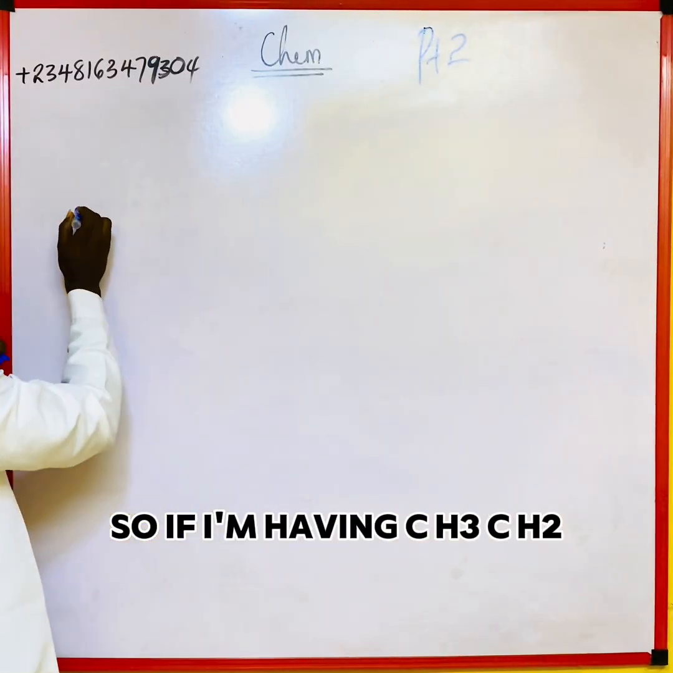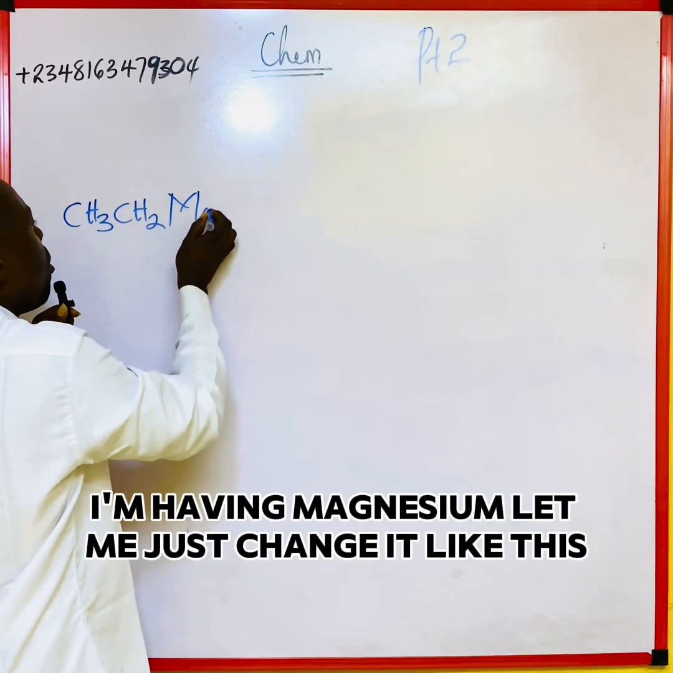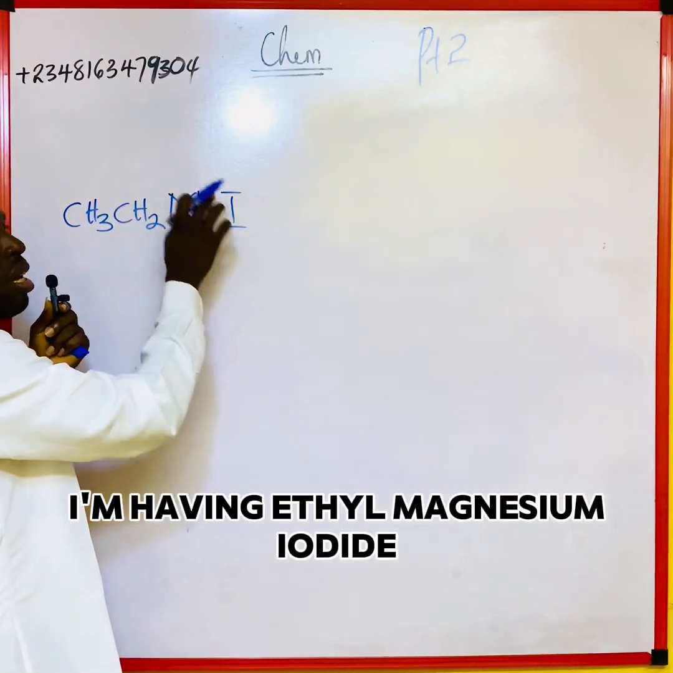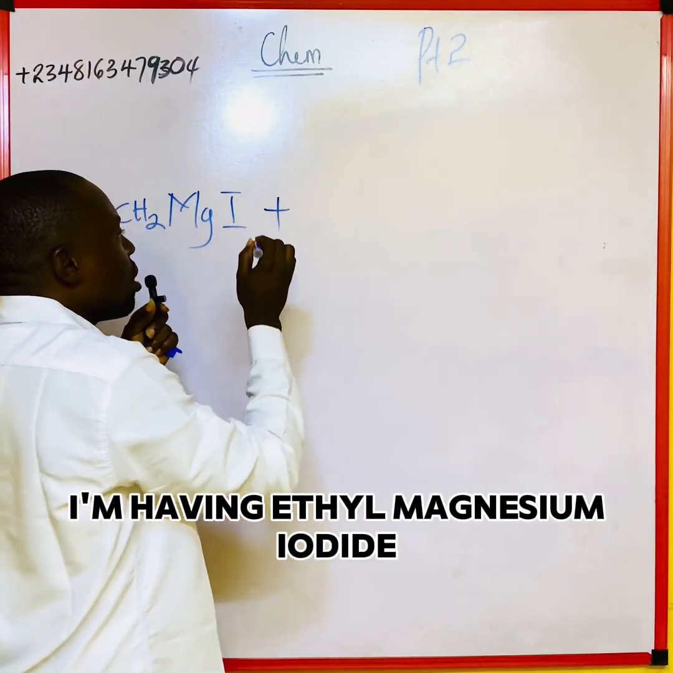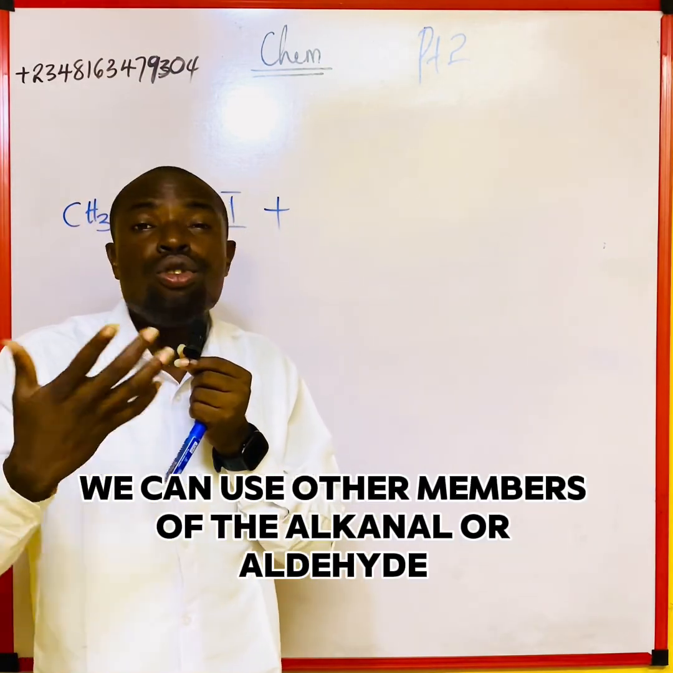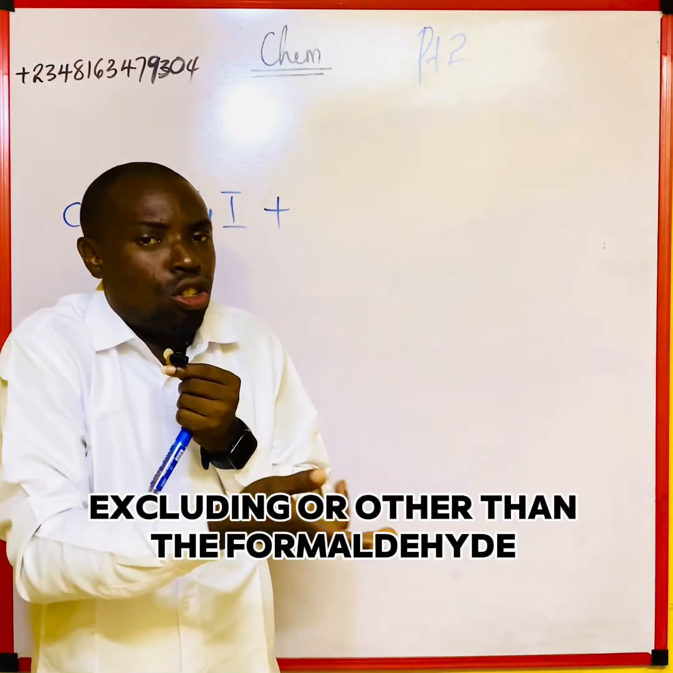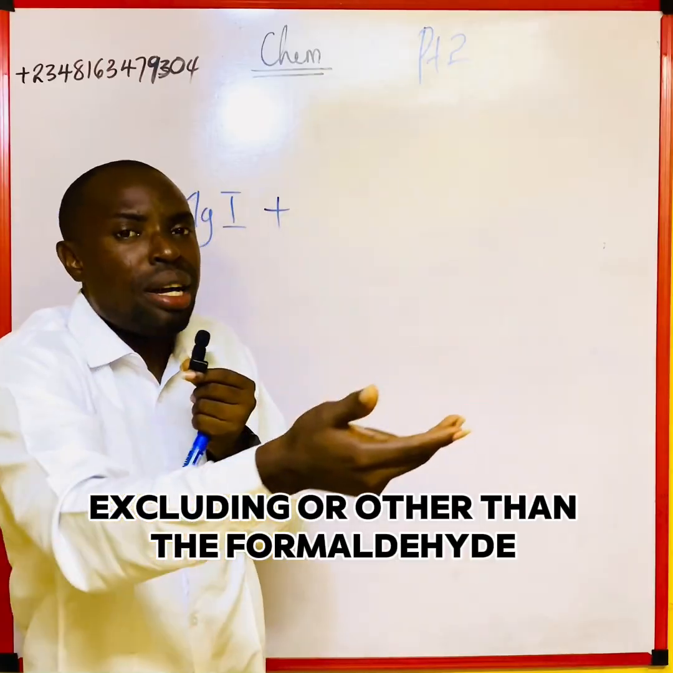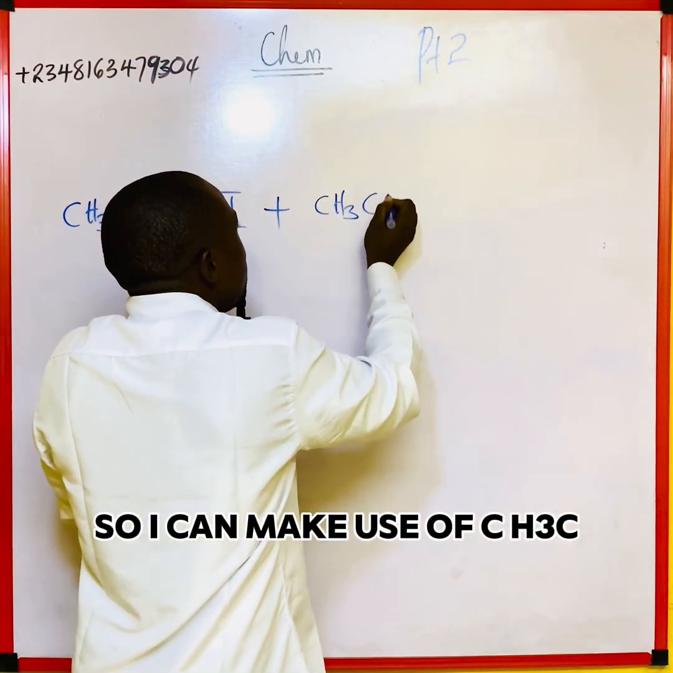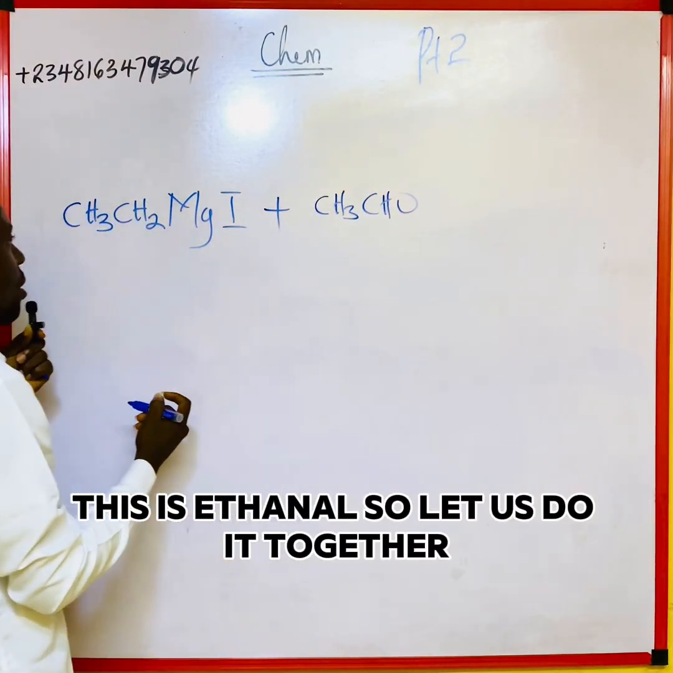So if I'm having CH3CH2Mg, for example, ethyl magnesium iodide, plus... Remember, we said that in the preparation of a secondary alcohol, we can use other members of the alkanal or aldehyde, other than formaldehyde. So I can make use of CH3CHO. This is ethanal. So let us do it together.